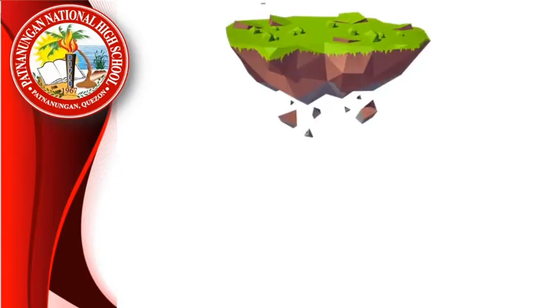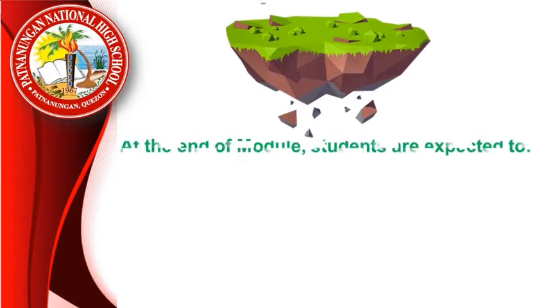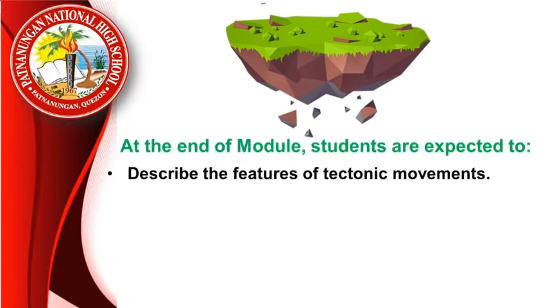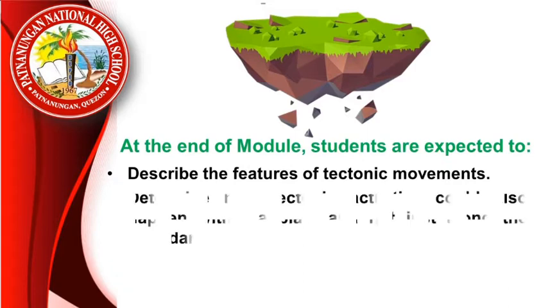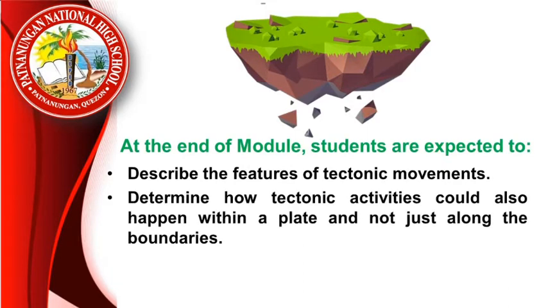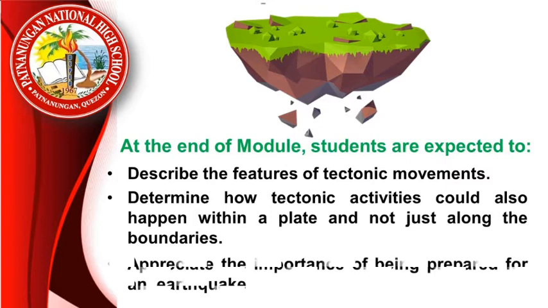At the end of the module, you are expected to, number 1, describe the features of tectonic movements. Number 2, determine how tectonic activities could also happen within a plate and not just along the boundaries. And number 3, appreciate the importance of being prepared for an earthquake.